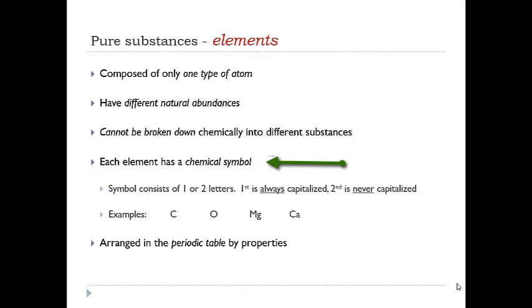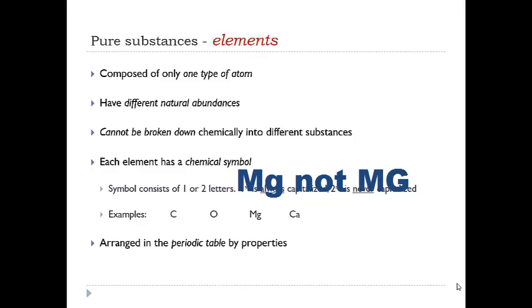The symbol for an element consists of one or two letters. The first is always capitalized. The second one is never capitalized. So for example, C is for carbon, O is for oxygen, Mg is for magnesium. Notice the first letter M is capitalized, whereas the G is not capitalized, so you could not have capital M, capital G. That would be wrong. Fourth example is calcium, Ca.